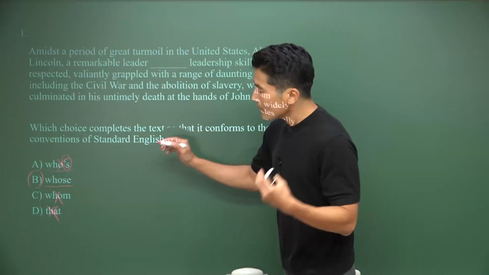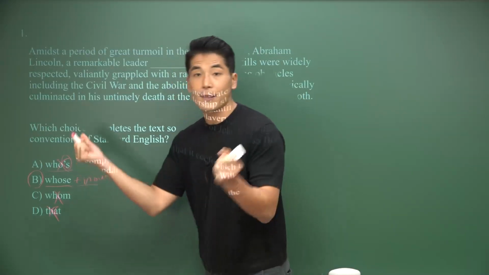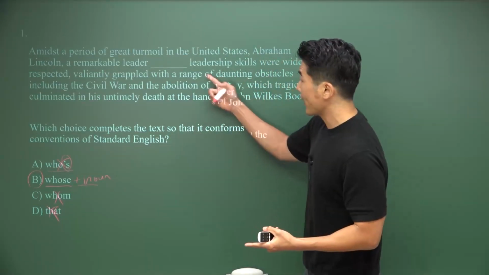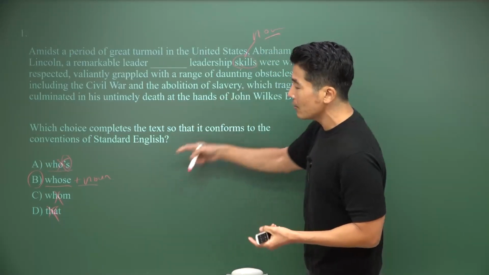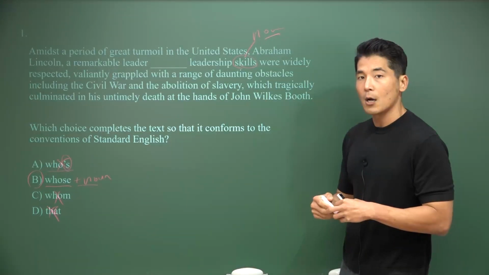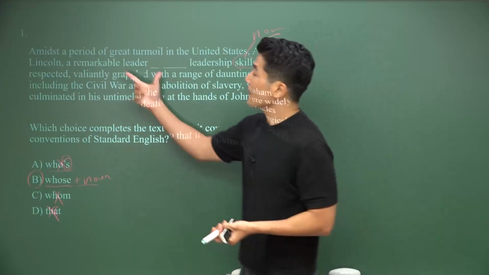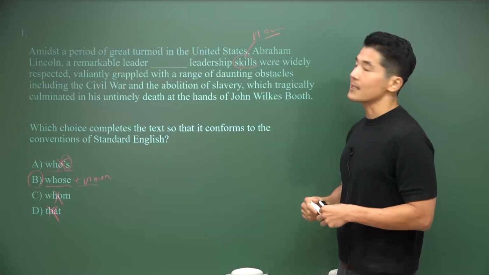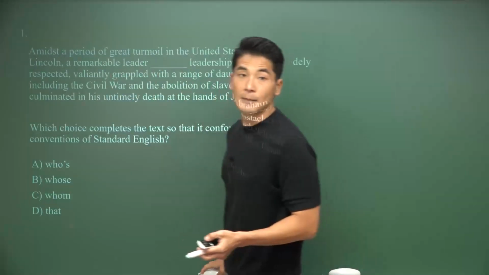When we use this correctly, we should have a noun that appears together with the "whose," that possessive relative pronoun. You notice that here: "whose leadership skills." Leadership skills is the noun that this possessive pronoun possesses. Whose leadership skills are we talking about? This leader's, in other words, Lincoln's, or his leadership skills. So this is why B would be the correct answer for question number 1.